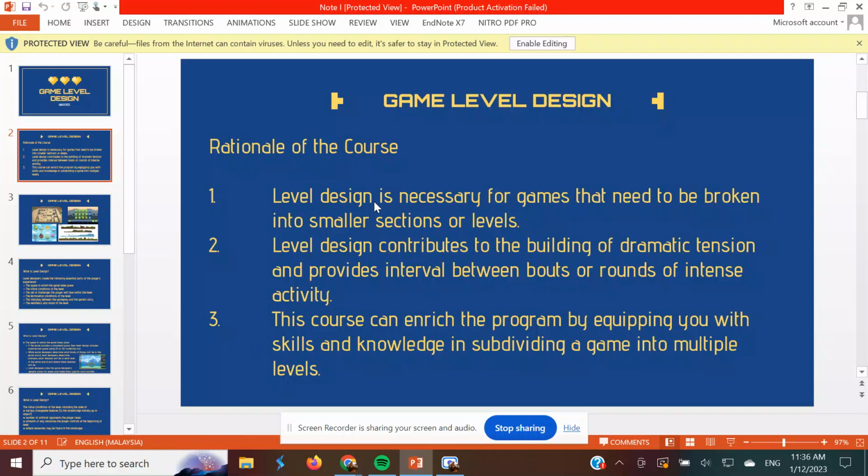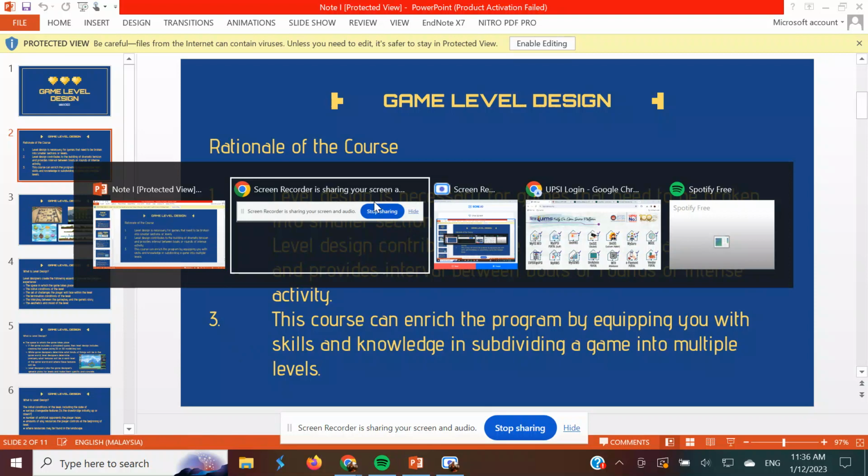As you can see in front of you, the rationale of this course, which is level design, is necessary for games that need to be broken into smaller sections or levels. It is something similar to this one.